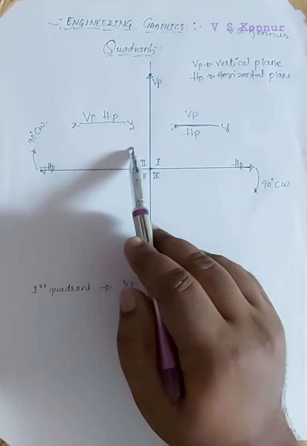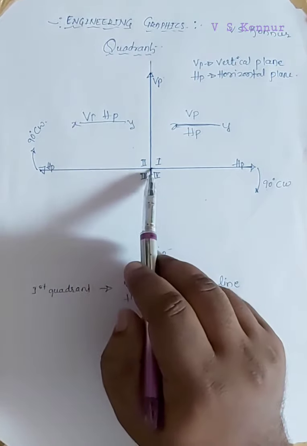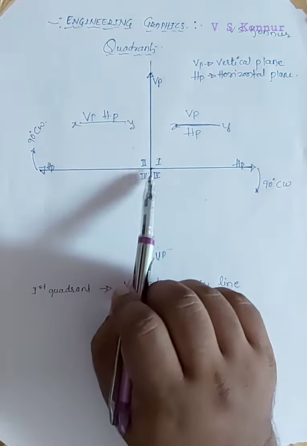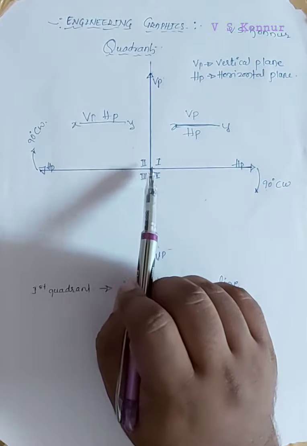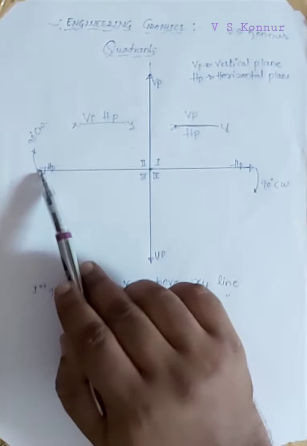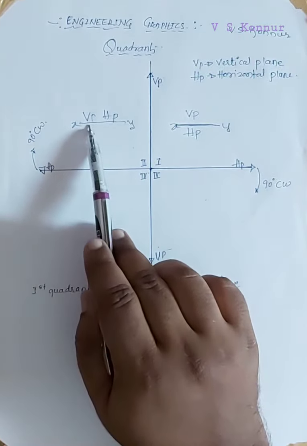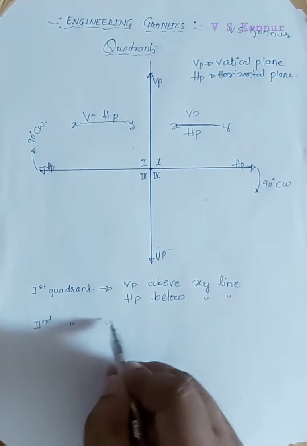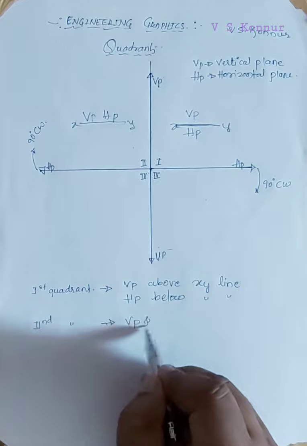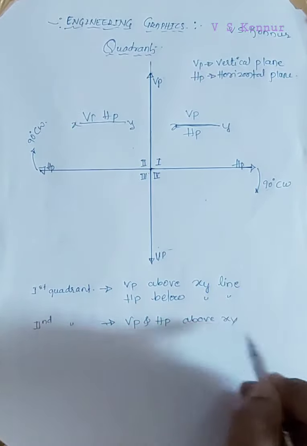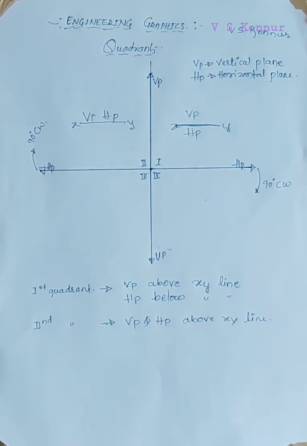Once again, in second quadrant, this is VP, this is HP, this is the intersection that I have drawn as XY line here. Now when we rotate HP 90 degree clockwise, both HP and VP lie above the intersection. Because of that, for second quadrant, VP and HP remain above XY line. This is very important for solving the projection of points and lines.